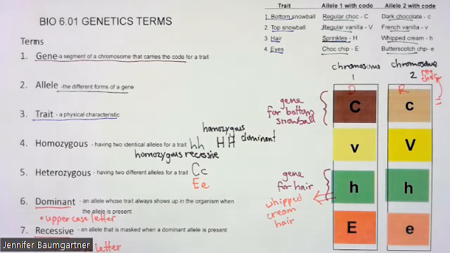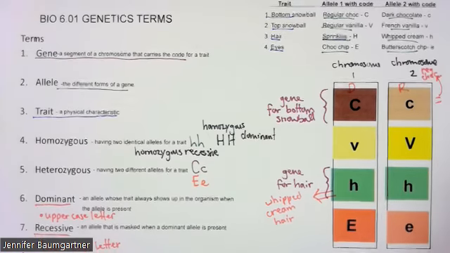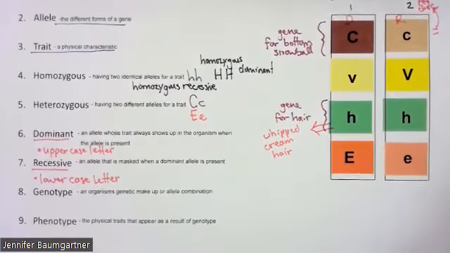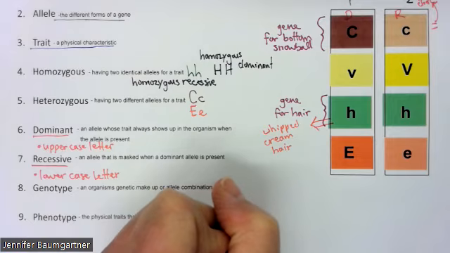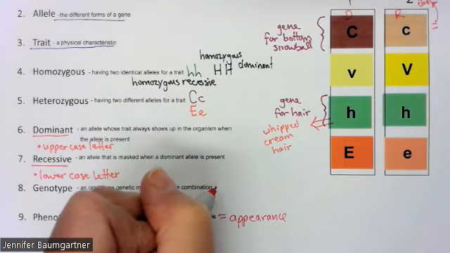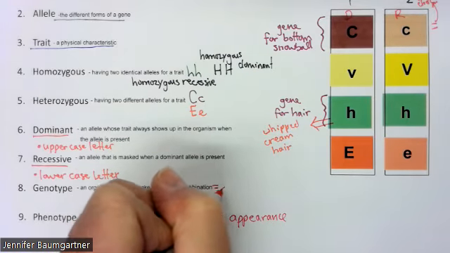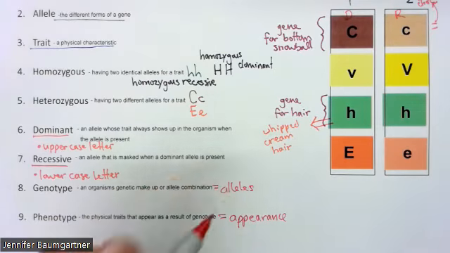All right, the last thing that we need to talk about is genotype and phenotype, and my definitions got cut off, so I'm just going to scroll this down so we can see my last two definitions. Genotype, we have here written out: an organism's genetic makeup or allele combination. Phenotype is the physical traits that appear as a result of the genotype. So phenotype is what the traits look like, the appearance, versus genotype, which is the alleles. So let's do a couple of examples here.